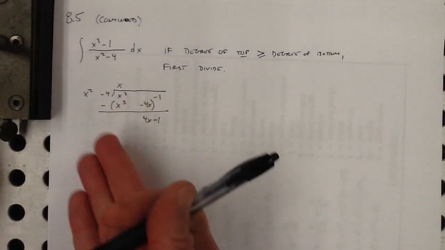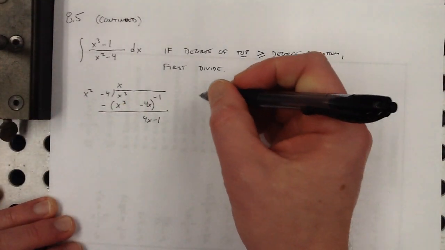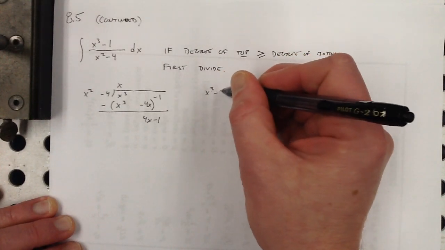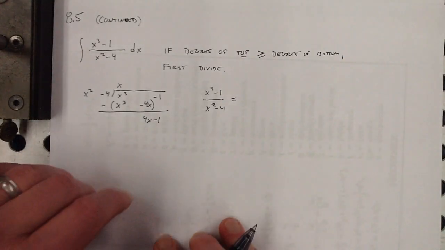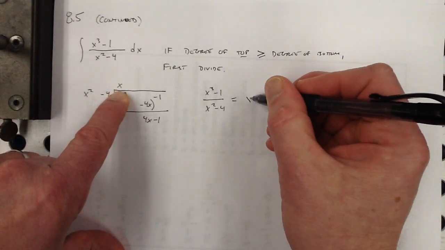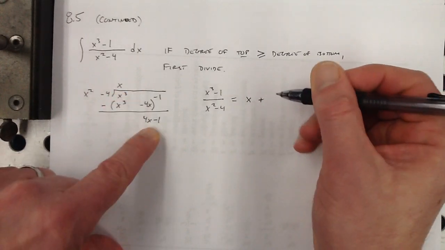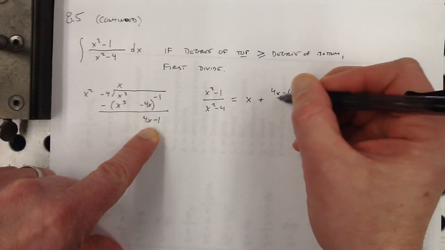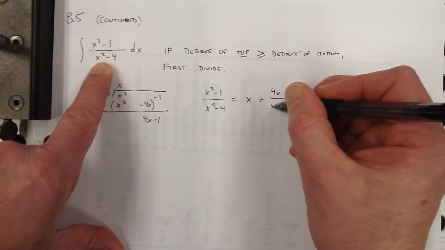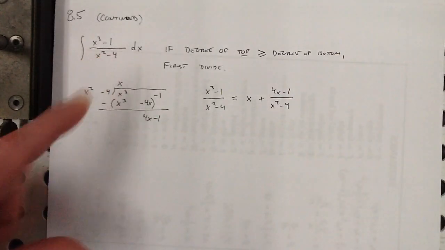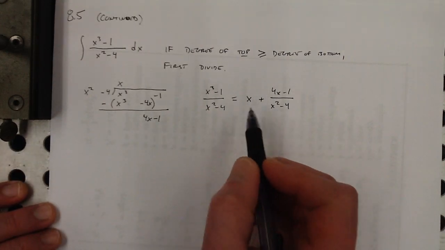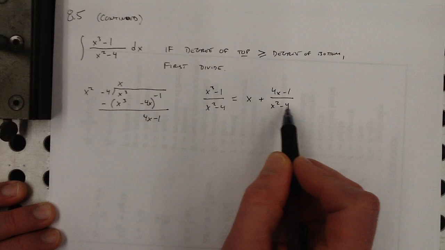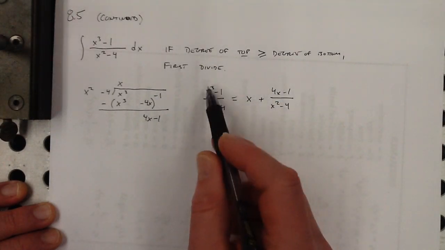So what does it mean to have done this? It means that x cubed minus 1 over x squared minus 4 is the same as this plus the remainder over the divisor. Right? And you could check if you wanted to. You could say, well, what would happen if I got a common denominator here? I'd multiply this, the top and the bottom, by x squared minus 4, and this would all simplify to that.